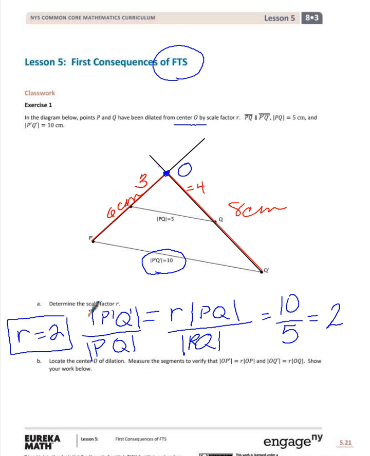So working with that knowledge, we can go down here and we can fill in our OP prime, which is 6, over our OP, which is 3. 6 over 3 is a scale factor of 2. And let's verify the second one. So we have our OQ prime, which is 8, over our OQ, which is 4, and again the scale is 2.